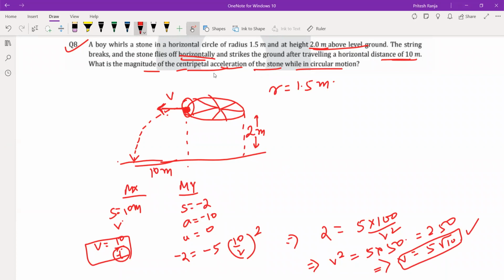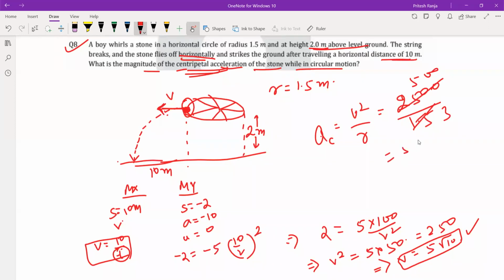Now we can find the centripetal acceleration. What will it be? v square by r. This is the centripetal acceleration. So v square will be 250 divided by the radius, that is 1.5. So this will be 500 by 3. And what will be the unit of centripetal acceleration? Meter per second square.